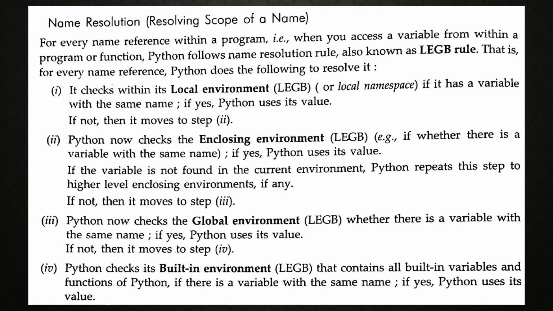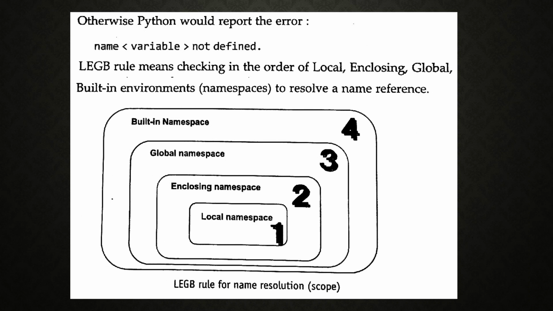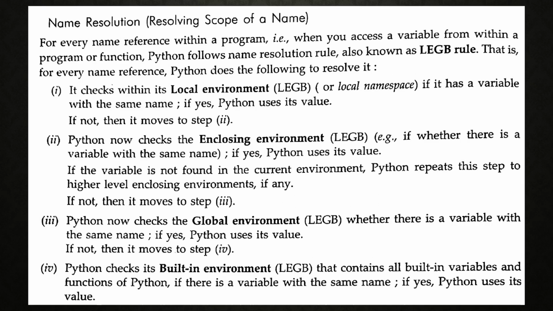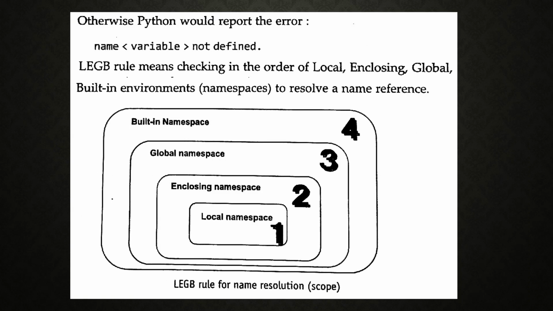So Python checks its built-in environment that contains the built-in variables and functions of Python. If there is a variable with the same name, Python uses its value. Okay, these are about name resolution, or resolving the scope of a name. If it is in the built-in environment, Python uses it. Otherwise, Python reports an error, which means the variable is undefined or not defined.